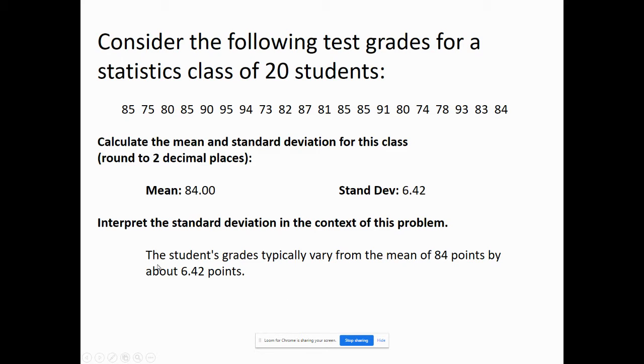You want to have the context. It's the student's grade here. Typically vary from the mean. That typically varied from the mean is always going to be there. Of, state what the mean is with its units, by about, and then the number with the units. You always want an about, an approximately, something to indicate that this is an estimation. That number is not an absolute.